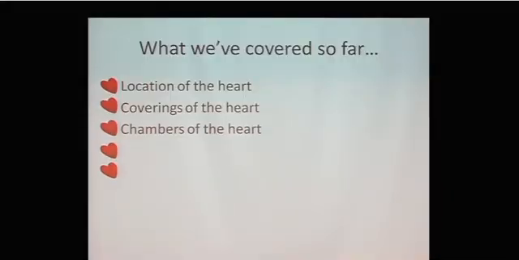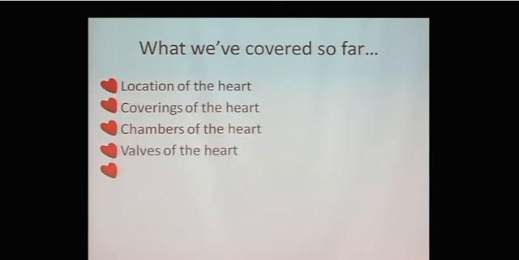We talked about the chambers of the heart, the four chambers, two atria on top, two ventricles on the bottom, but really treated as two side-by-side pumps, a right side with a right atrium and right ventricle pumping deoxygenated blood, and a left heart with a left atrium and a left ventricle pumping oxygenated blood.